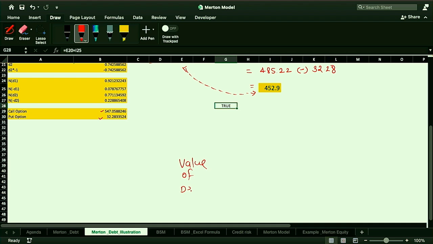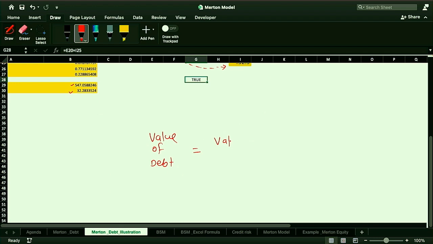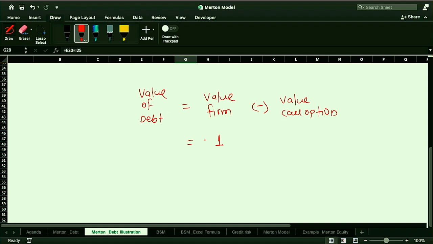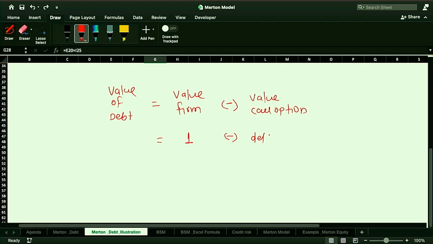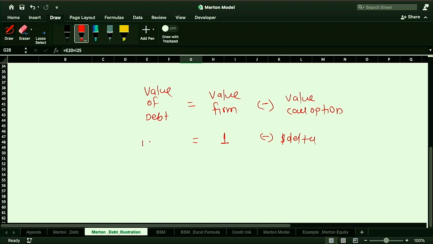This is very beautiful. Value of debt is equal to the value of firm, minus the value of call option. Correct? Now think about it, if the value of the firm increases by 1, the value of the firm is nothing but the underlying asset. So what do you think the call option will increase by? The call option will increase by the delta value. Correct? That's what delta means. One dollar increase in the underlying will result in a delta dollars increase in the value of the option. So the value of the debt will increase by 1 minus delta. So for every $1 increase in the value of the firm, the value of equity will increase by delta dollars, and the value of the debt will increase by 1 minus delta dollars.